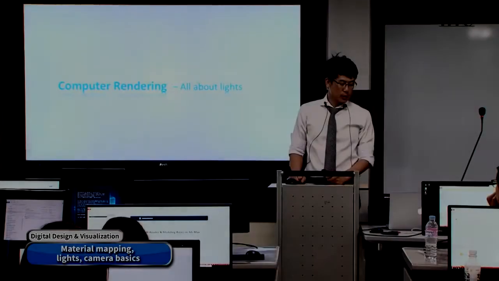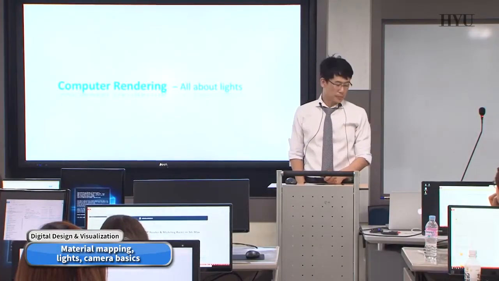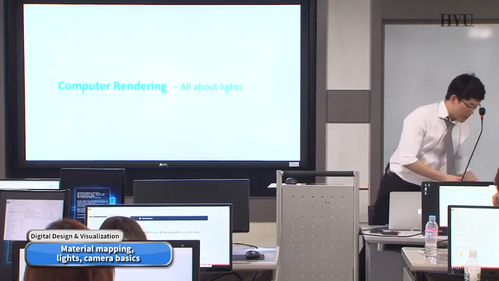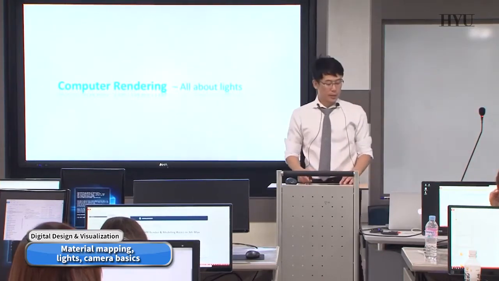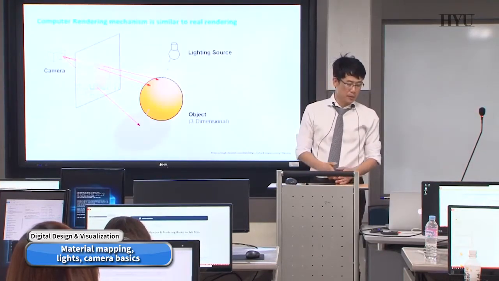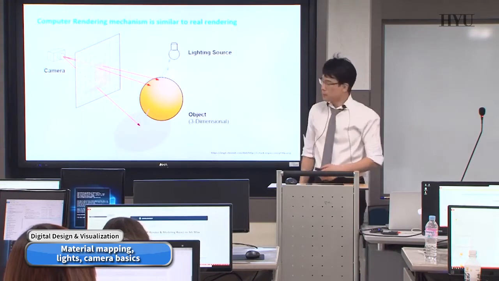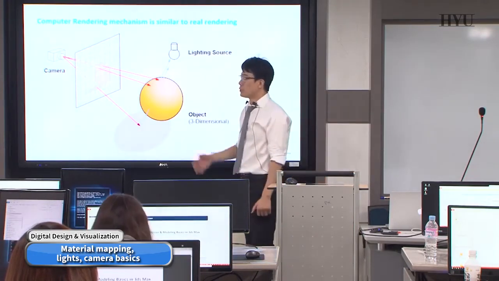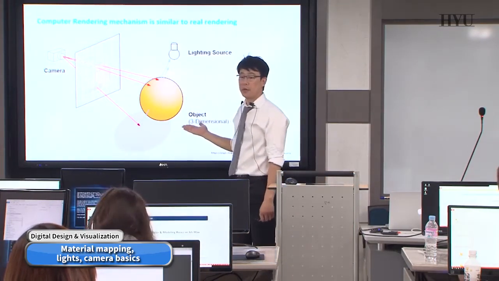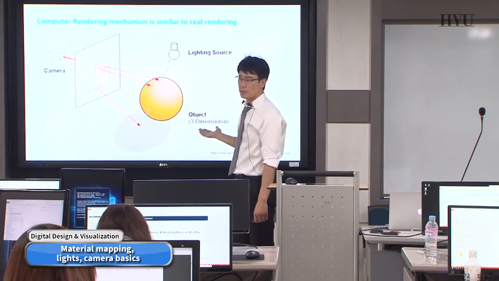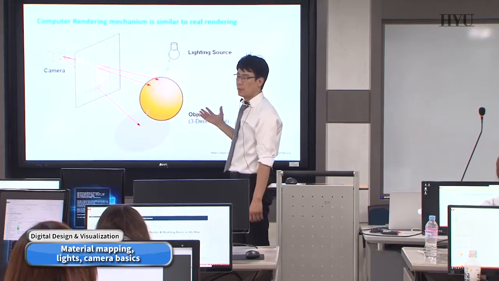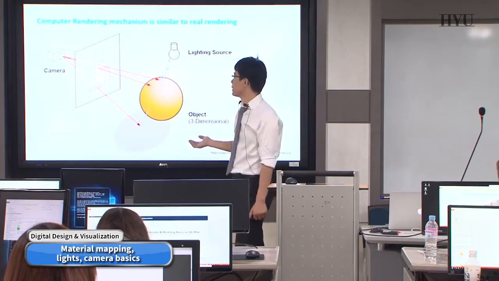Let's take a look at computer rendering first. So what is computer rendering? It's all about lights, okay? I told you last week there are three main actors, three main objects, three main things in computer visualization.